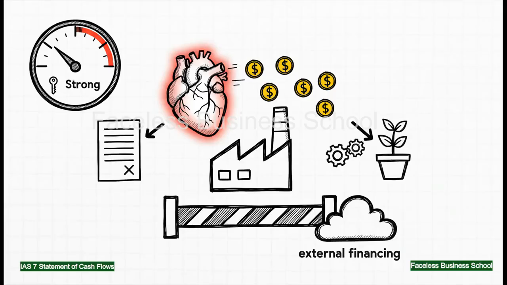Remember, this is the heart of the business. It's the engine room. Cash flow from operating activities is probably the most important indicator of a company's health. It tells you if the core business is actually generating enough cash to keep the lights on, or if it needs to borrow money just to survive.